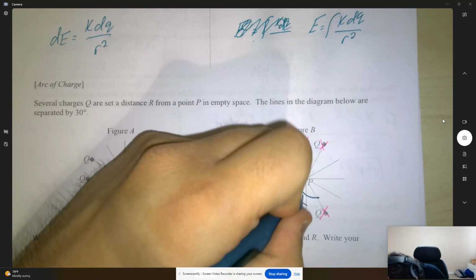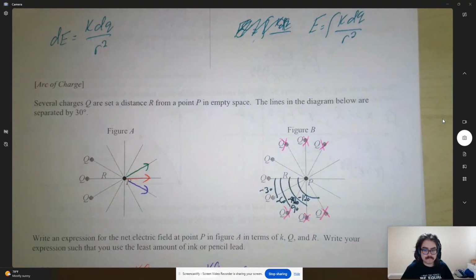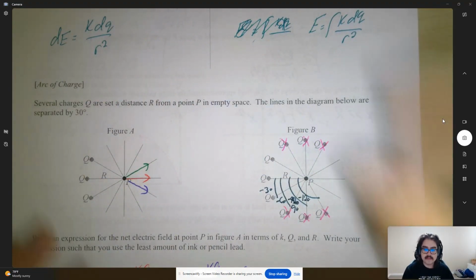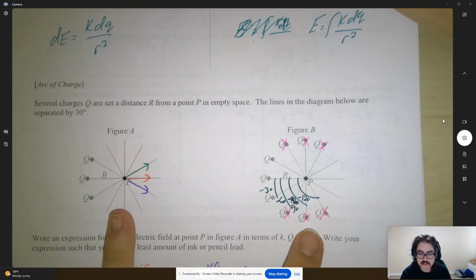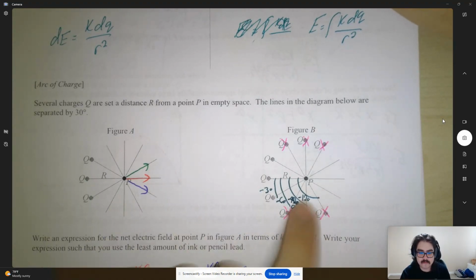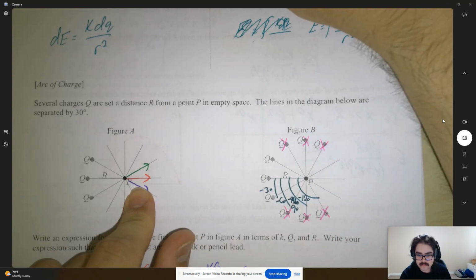90. And then this is going to be negative 120. Okay? So that's just some stuff to keep in mind. But these are basically the exact same scenario. Do you see that, right? The charges cancel out to form the exact same scenario as we had in A, right?